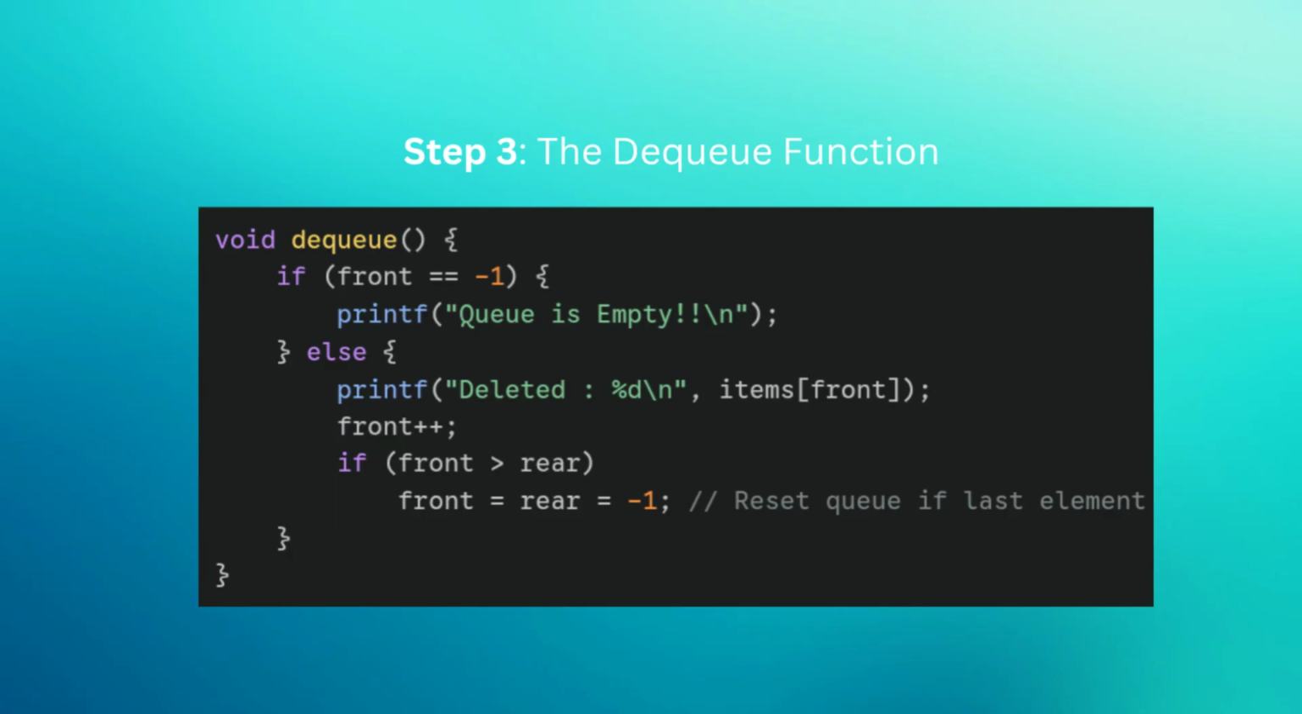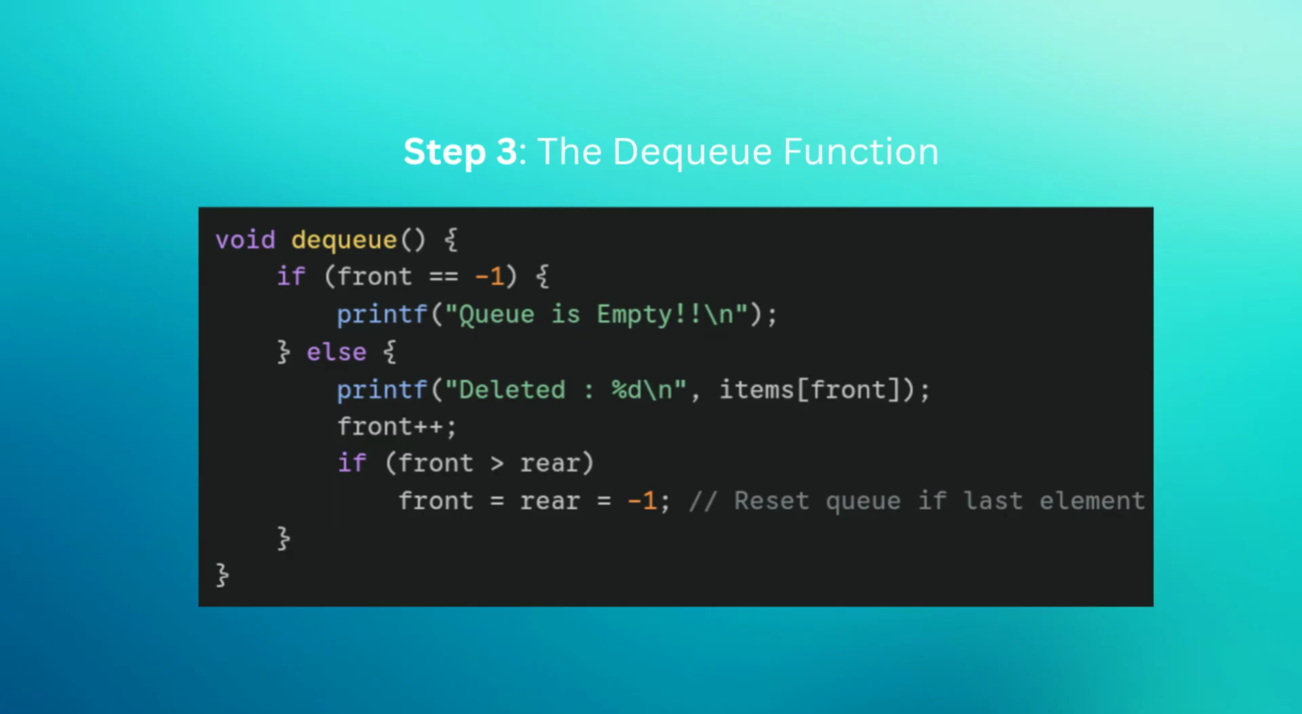Else, it deletes the value at the front. Our front here will be incremented so that the front moves to the next index. If the front is greater than the rear, we reset front and rear to -1. So that is the condition from earlier. If front passes rear, we reset to -1.